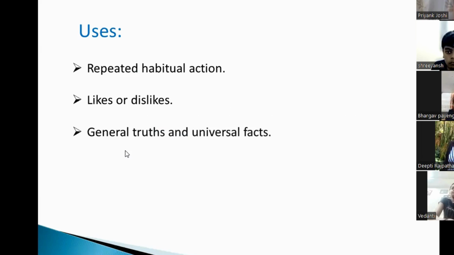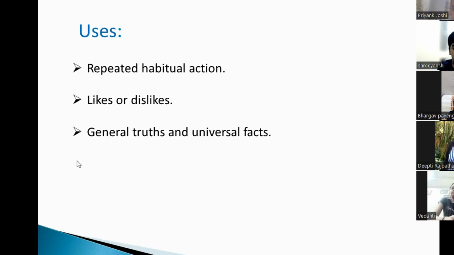Ma'am, like the things that happen daily, like the sun rises in the east and sets in the west. Ma'am, how can I explain? Come on, speak out whatever you think. So, ma'am, the universal truths or the real facts that happen on a regular or daily basis, they are also in the category of simple present tense.